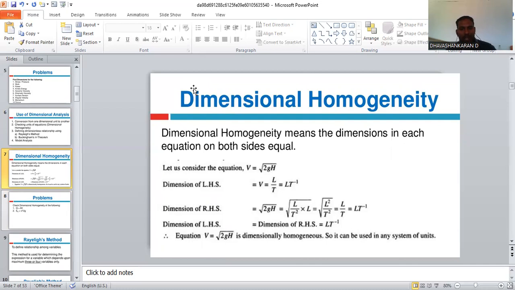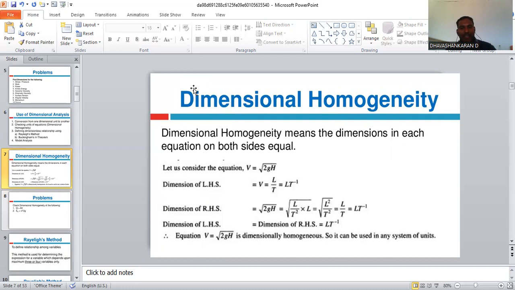So here it is given V equal to root of 2gh. In any numerical, we do not consider the numerical value; we take only the alphabetical values for calculating these dimensions. Here two alphabeticals are given: one is gravity and another one is the height.